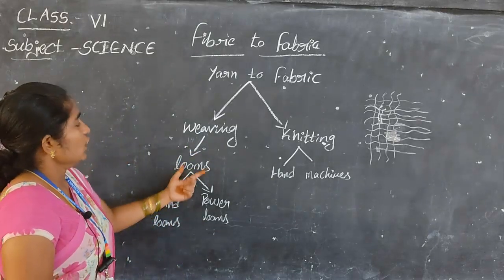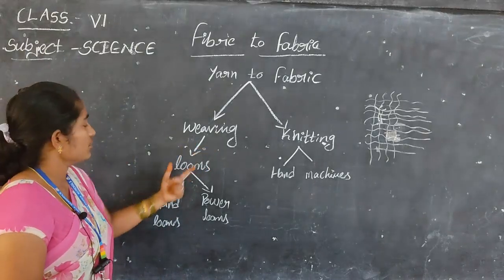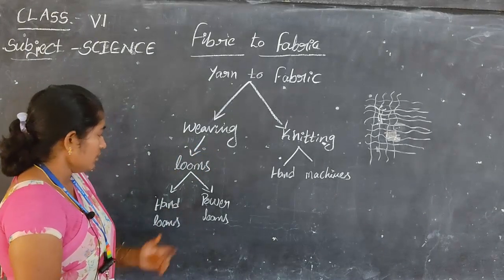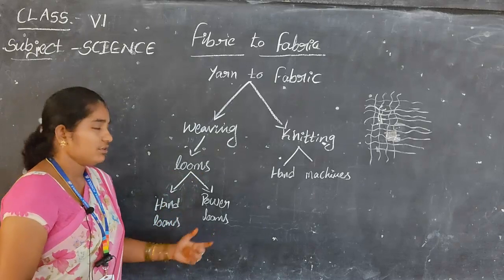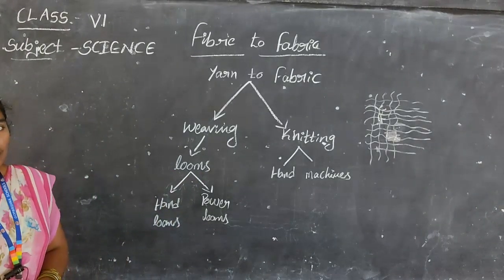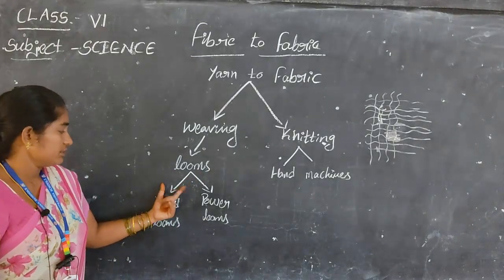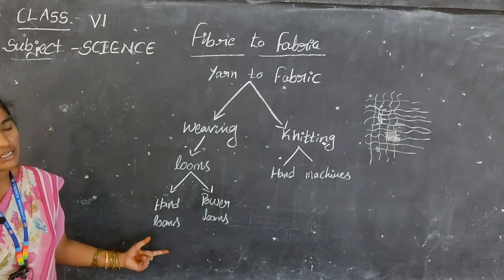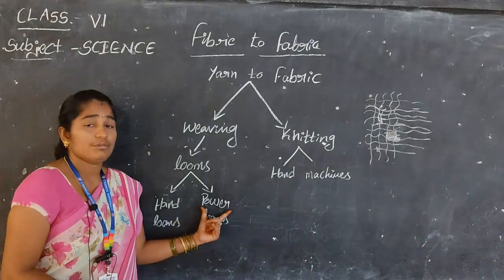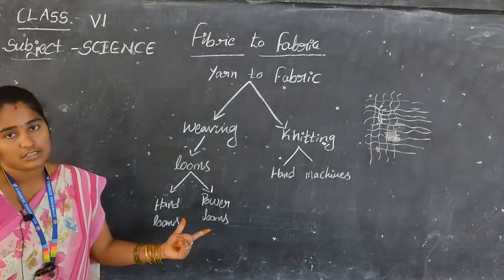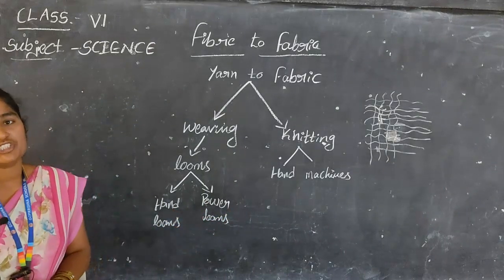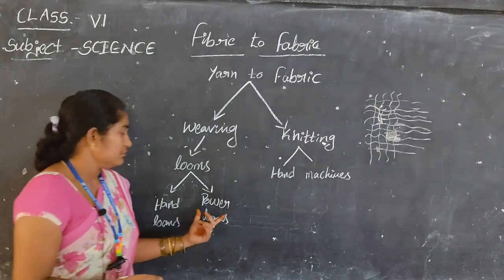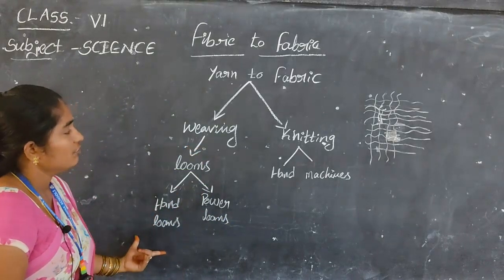Next, the looms. Weaving is done on looms. What about hand looms and power looms? Hand looms means they are made by hand. Power looms, used for towels, are woven by machines. So this is weaving.